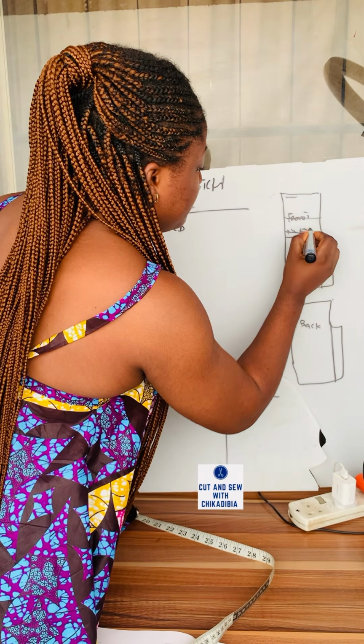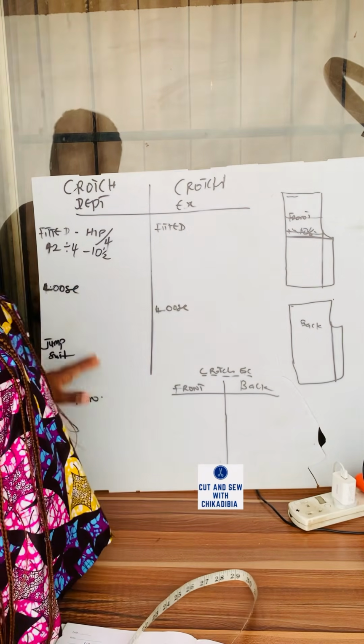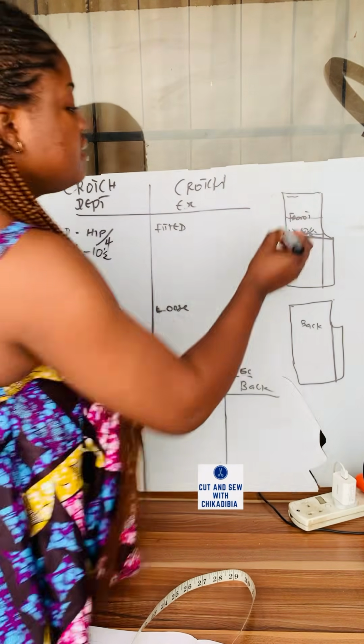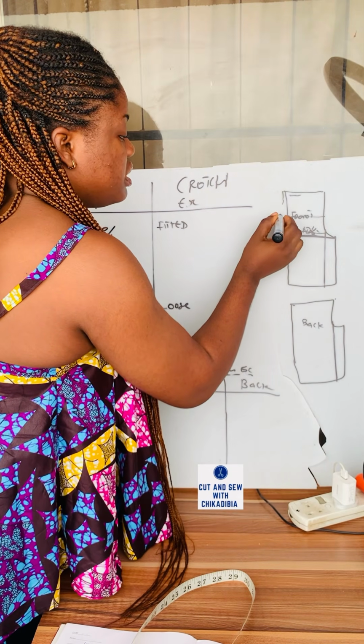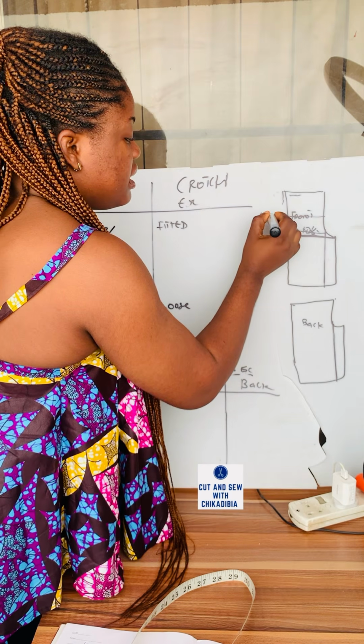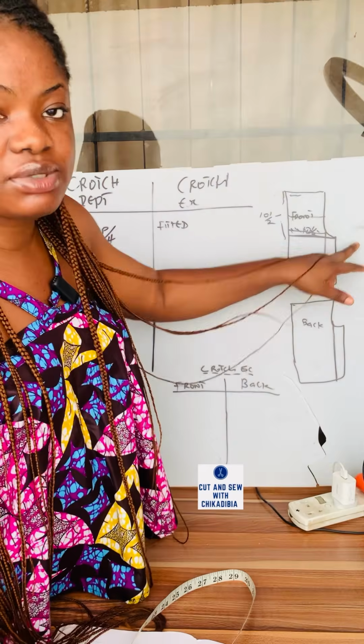10 and half. Okay, for a fitted pant, the distance from here to here, that's from your waist to your crotch depth, is 10 and half. That is where you're going to mark your crotch depth.